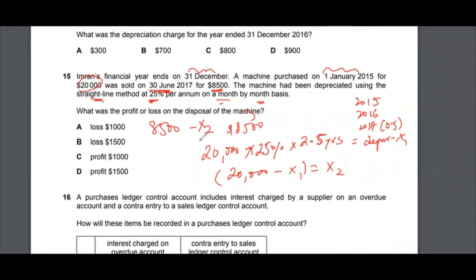So you can actually calculate this number by yourself. That's part of the process, but I will still tell you the answer to multiple choice 15. When you do this math, it should come out as 15C, profit of $1,000, right? So 8,500 would be greater, and X2 should actually be less. So a profit of $1,000 is the gain on disposal of machinery.